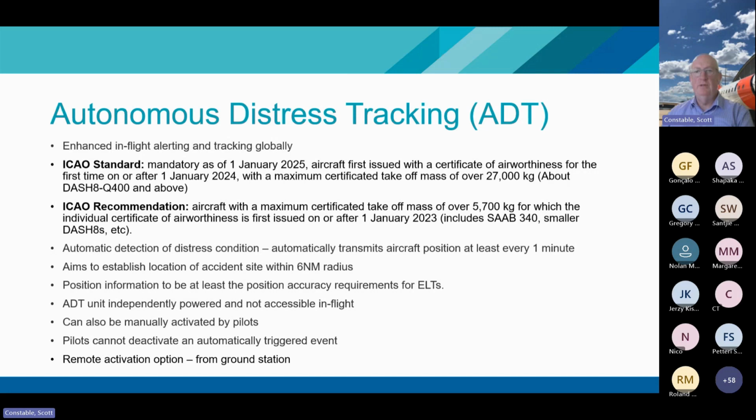So the ADT will automatically transmit aircraft position in flight at least every minute when the system detects an aircraft is in a distress condition, with the aim of establishing the location of an accident site within a 6 nautical mile radius. There's a reason for the 6 mile radius, which I won't go into, but it's based on historical accident data.